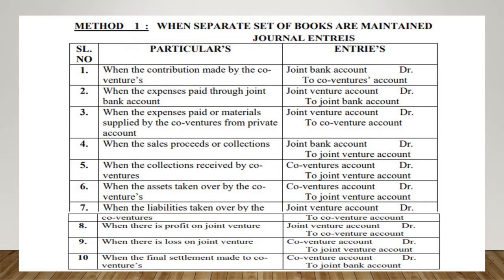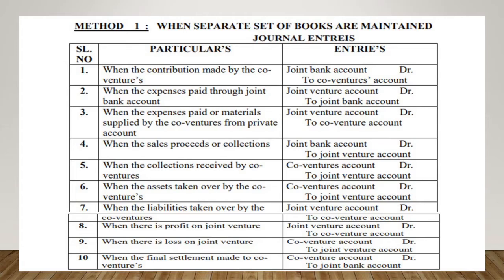When the expenses are paid through the joint bank account, these expenses are for the joint venture. That's why joint venture account debit to joint bank account. And for expenses or material supplied by the co-venturers from a private account, if any one of the co-venturers paid from his own pocket or supplied goods to the joint venture, the joint venture is debited and his account is credited.